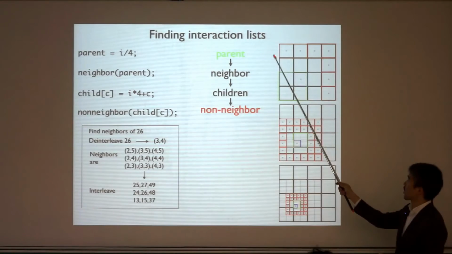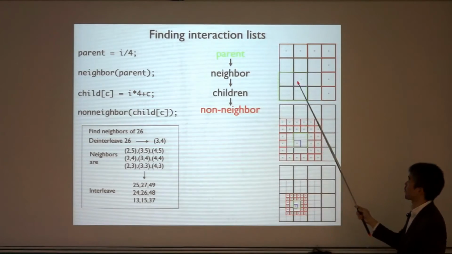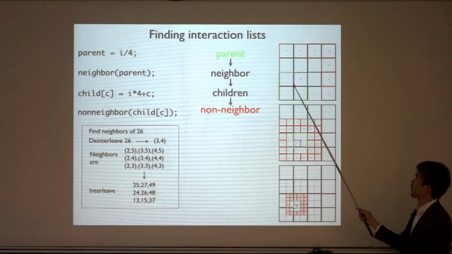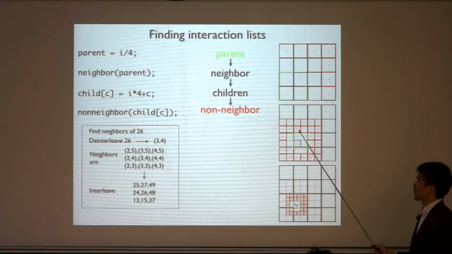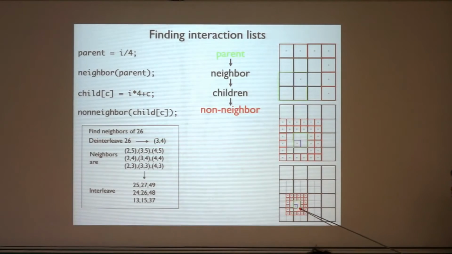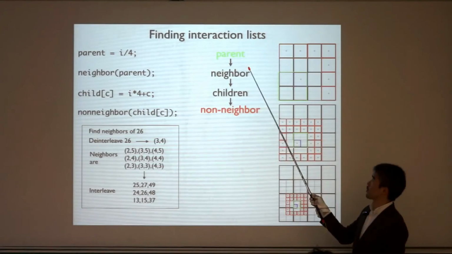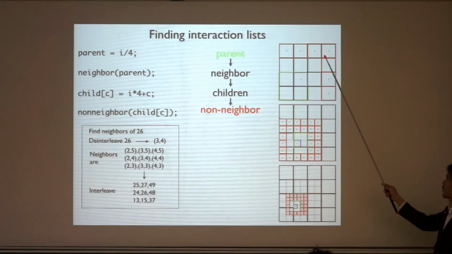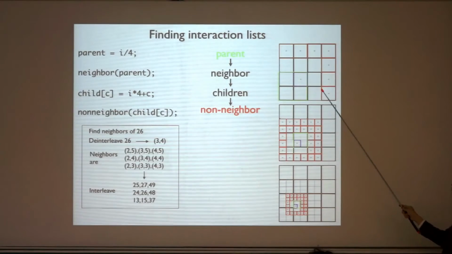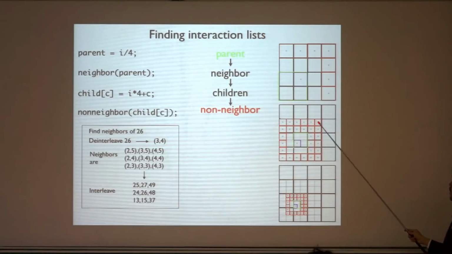So in each operation, you find your parent. If the blue box is the box you're currently looking at, then your parent is this big green box. For this case, it's this big green box, and for this case, it's this green box here. Then, for each level, you look at your neighbors. My neighbors are this one, and this one. I don't have anything on this side, so I just need to look at these three boxes here. In this case, I need to look at these eight boxes, which are my neighbors, and in this case, again the eight boxes.